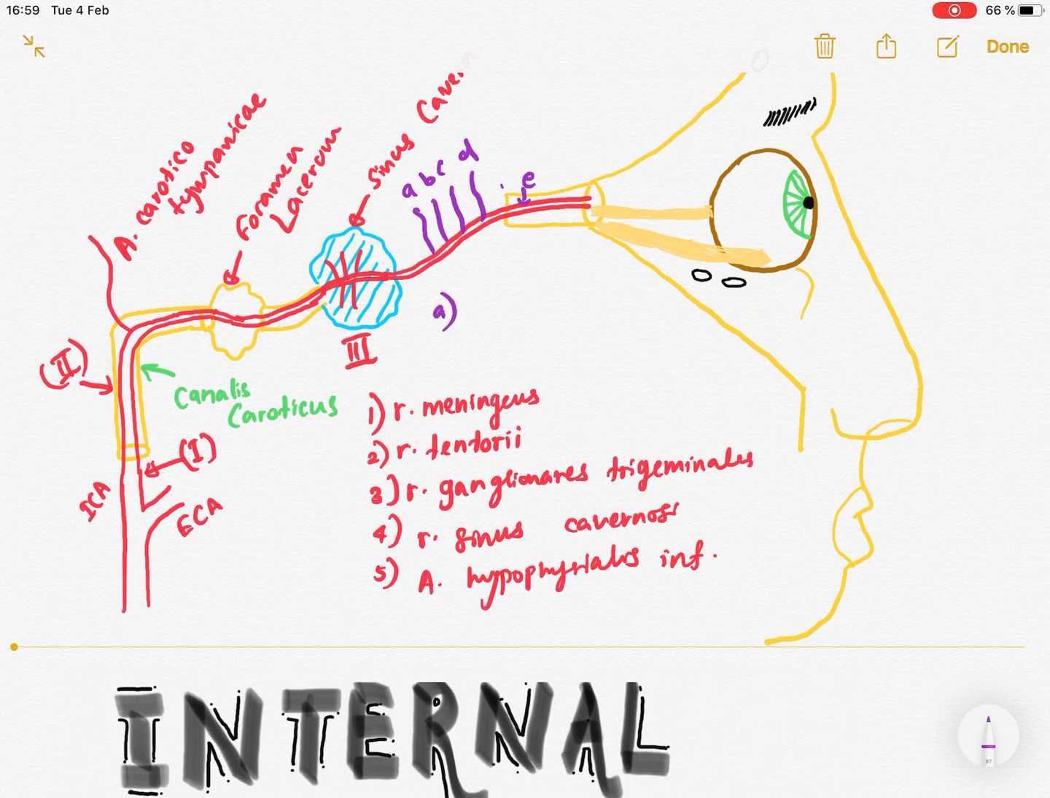This is A, the arteria choroidea anterior. And then we have arteria communicans posterior. Then we will have arteria cerebri media.